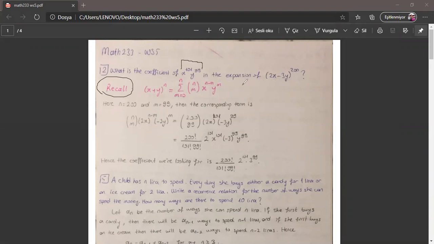So we just want n minus m to be equal to this, and m to be equal to 99. So here we obtain, and n should be 200. We just plug the numbers into this equality, and we get this, okay? So the coefficient of this term is this. You should just know this equality. The rest is easy, as you see.